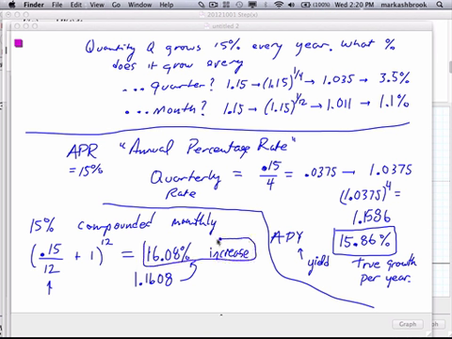What is the whole part? That's the monthly rate, that's the monthly growth factor. So this is the annual growth factor, the whole thing, which is 1.1608, which means that if you have an APR of 15%, that's truly a 16% increase per year.